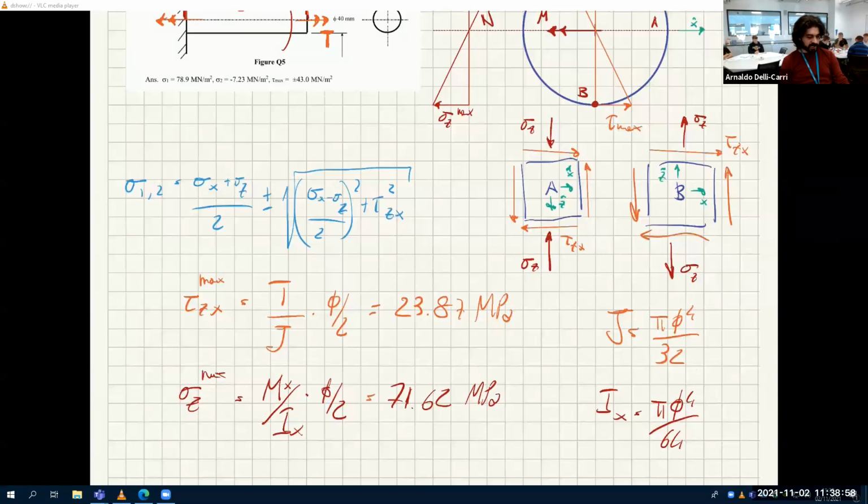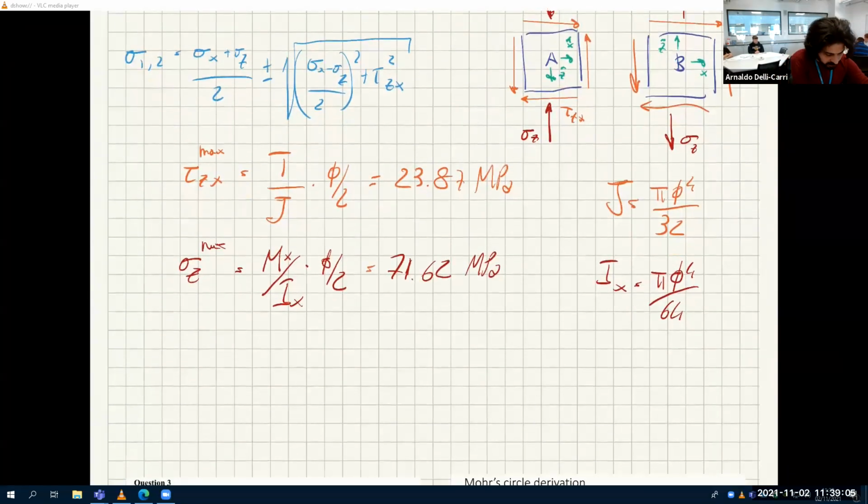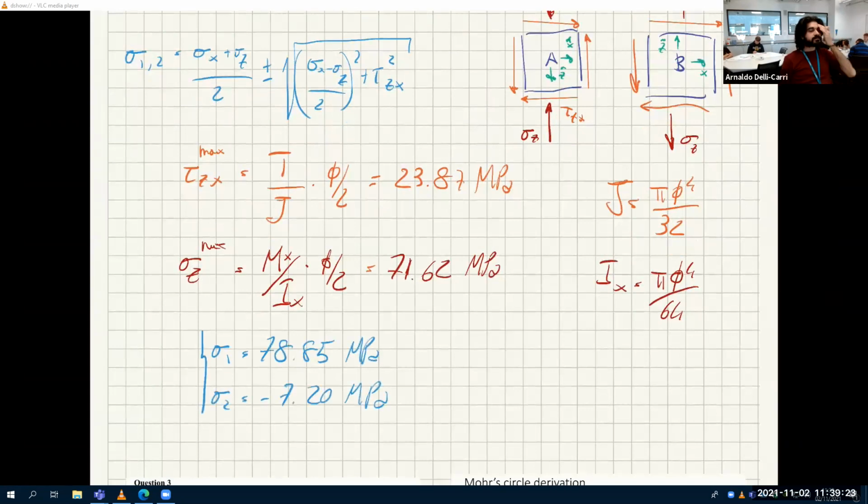Now you can plug these numbers in here to find sigma 1 and sigma 2. Can you do this calculation for me as well? Sigma 1 is 78.85 and sigma 2 is minus 7.2. Okay, thank you. And what's the largest shear stress? This is easy, you just take this. How much is this?